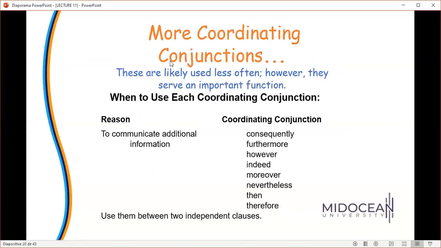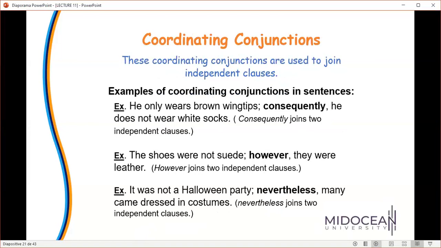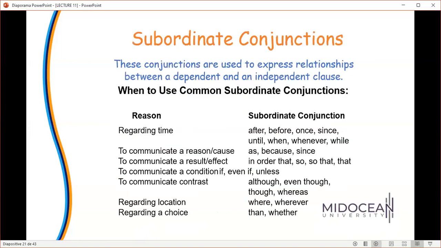More coordinating conjunctions: to communicate additional information we use consequently, furthermore, however, indeed, moreover, nevertheless, and we use them between two independent clauses. I continue.